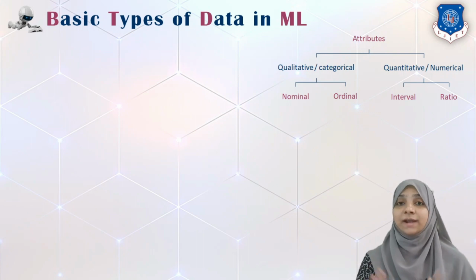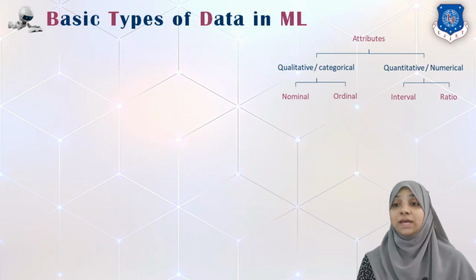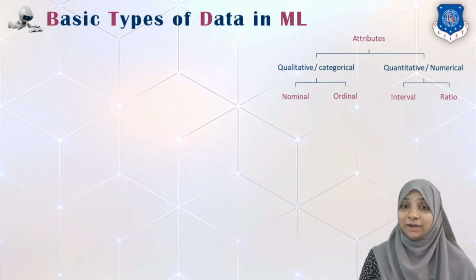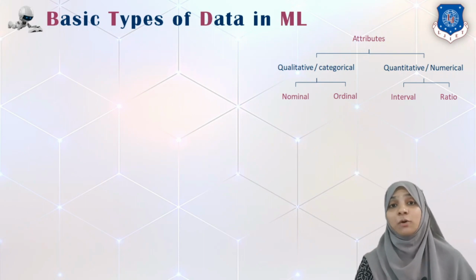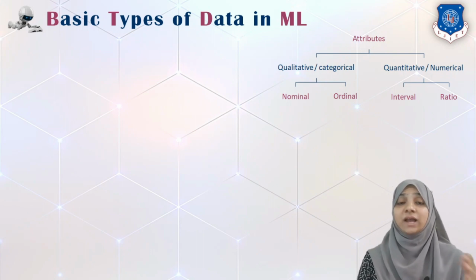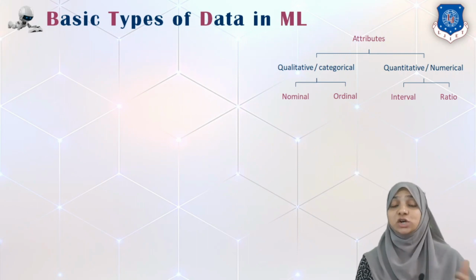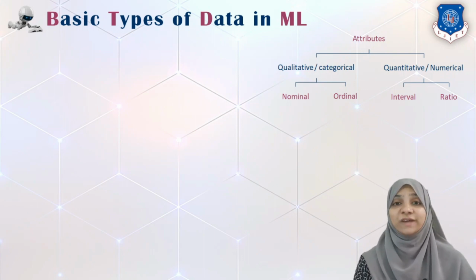And that value can be categorized according to this particular tree. The attribute value or a cell value can be either of type qualitative, that means categorical information, or it can be of type quantitative, that means numerical type information. Again, we can divide qualitative or categorical data into two different parts called nominal and ordinal. And we can also divide our quantitative, that means numerical information, into two more parts that are called interval and ratio. Now, each of these categories of data has its own set of characteristics, its own set of properties.